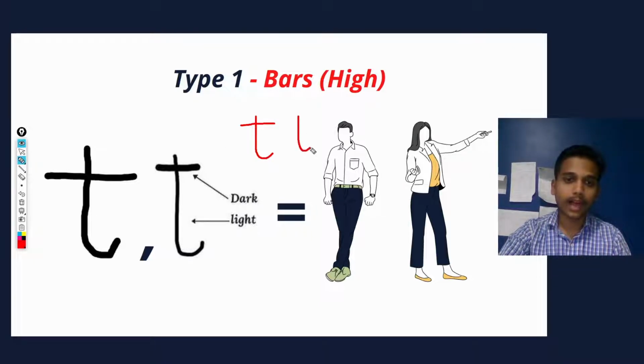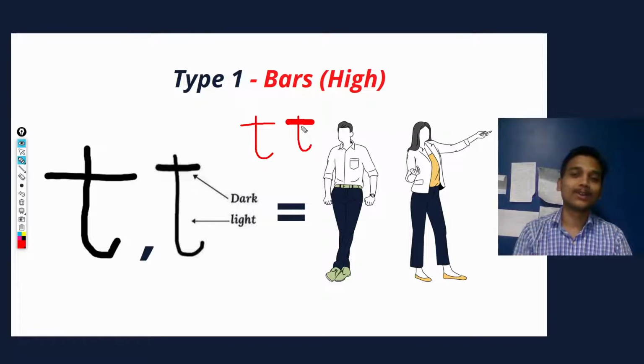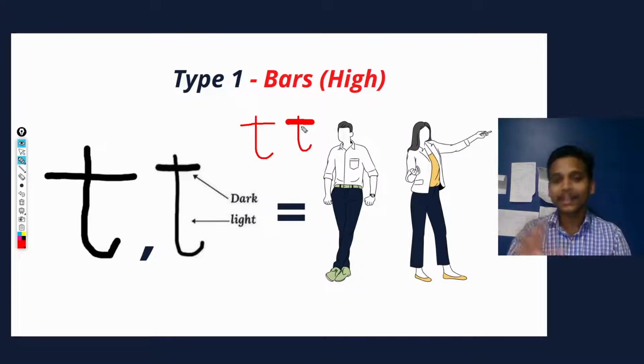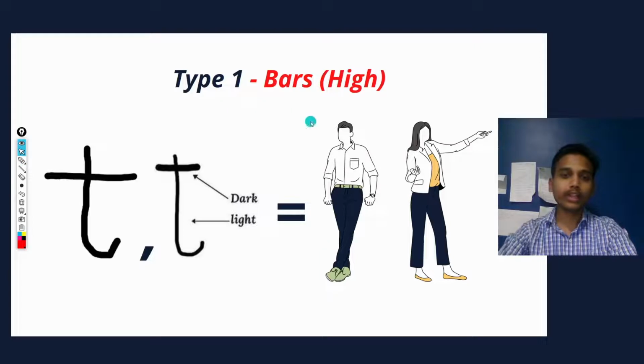So if you have a dark one, let's say, okay, this is too dark. Don't write this much darker. For example, if you have it a little darker than this bar, then it shows that you have a good amount of determination to succeed, and willpower as well. Okay, so that was it for T bars.